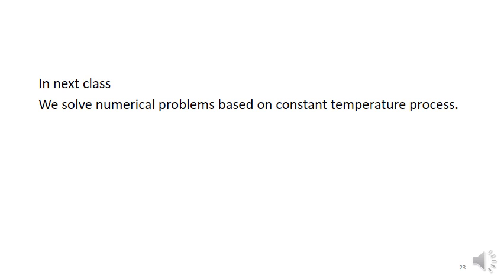In the next class we will solve some numerical problems based on the constant temperature process. For the constant temperature process, you should remember the expressions for the work done: P1 V1 log V2 by V1, or in terms of pressure P1 V1 log P1 by P2, or work done is equal to mRT log V2 by V1, or mRT log P1 by P2. We have to remember the expansion ratio is V2 by V1, and the compression ratio is the opposite of the expansion ratio, so r is equal to V1 by V2.